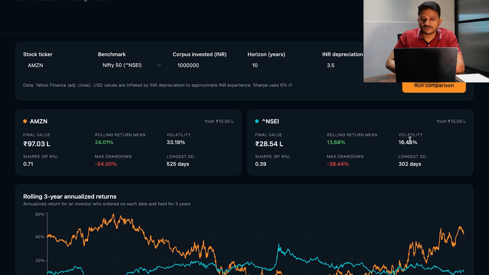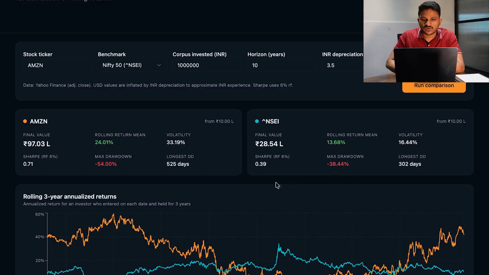So almost half of the volatility that you would experience with Amazon. And of course, the max drawdown would also be in those terms. So minus 54% max drawdown. Your investment into a stock like Amazon could wipe into half in some cases, whereas with Nifty 50, it can drop up to minus 38%.